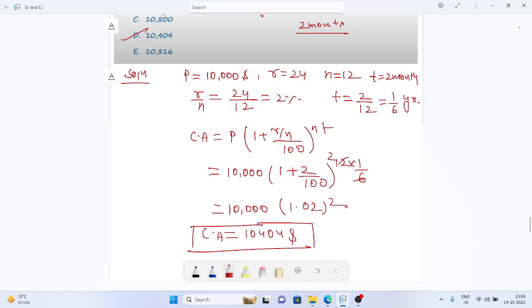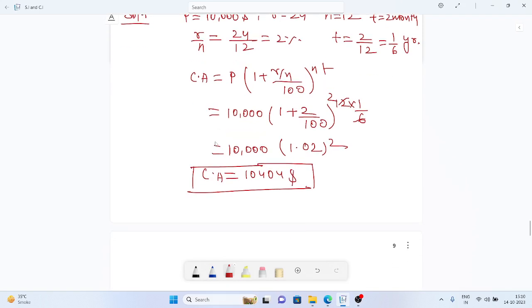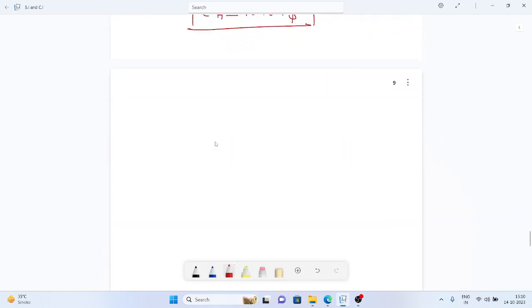Okay, this is from the formula, but there is one trick or shortcut. If you didn't understand that logic, then use the formula. Otherwise, a simple way is: what is the effective rate? Tell me.